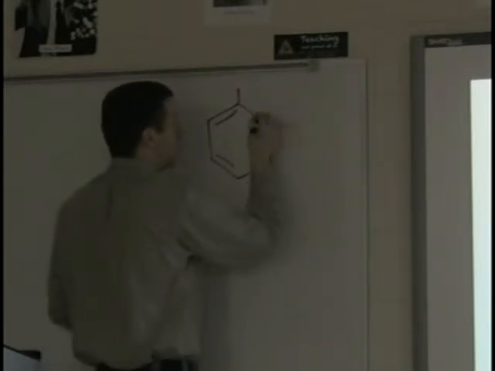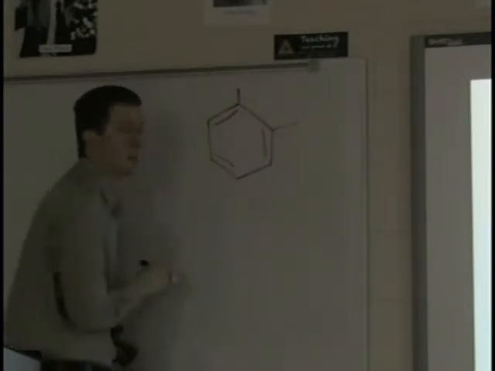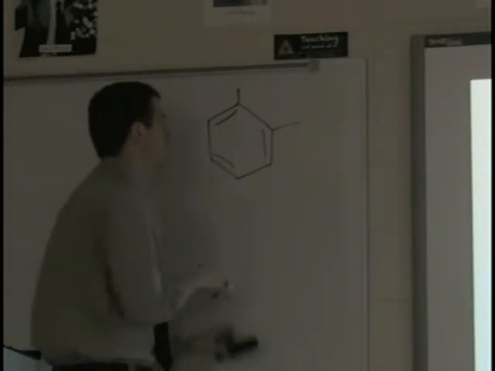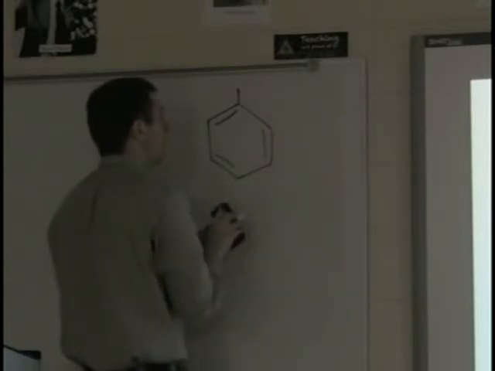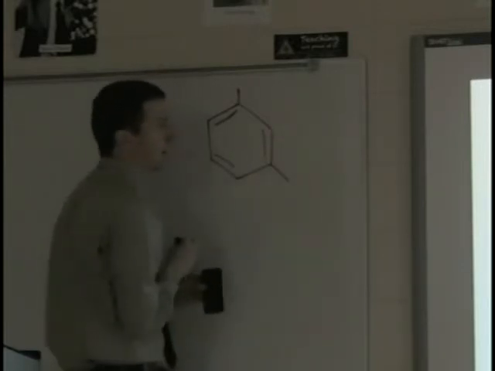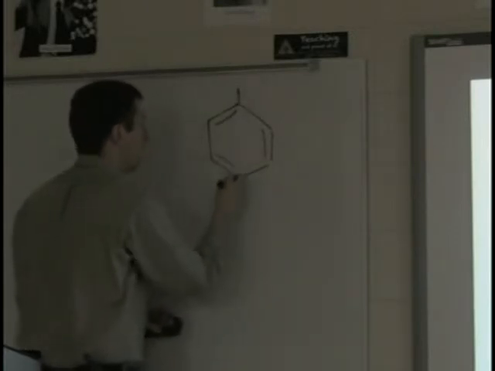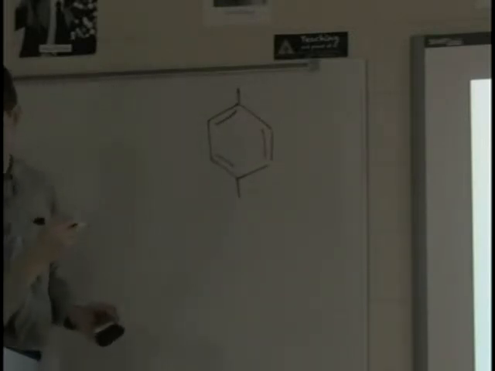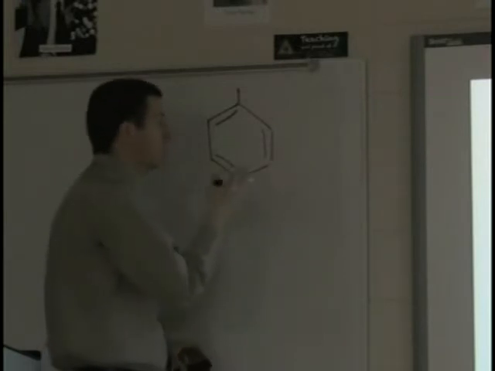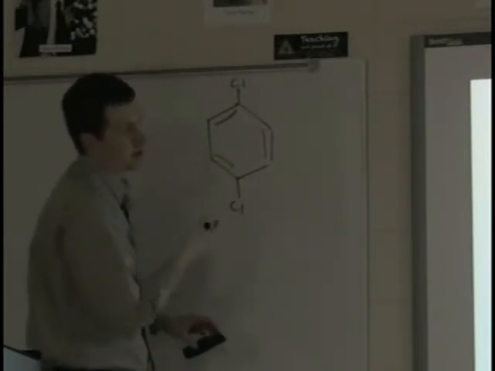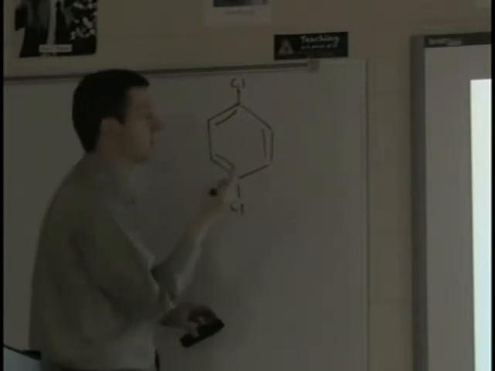Instead of calling it 1,2, if I have a group on the first and the second carbon, instead you would call that ortho. If I had a group on the first carbon and the third carbon, it would be called meta. And finally, if I had a group on the first and the fourth, it would be called para. Now, we didn't discuss those where functional groups, again, say it's a chlorine on both. So again, this would be the para-chlorobenzene ring.